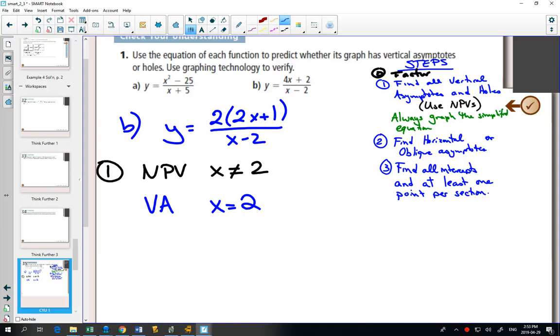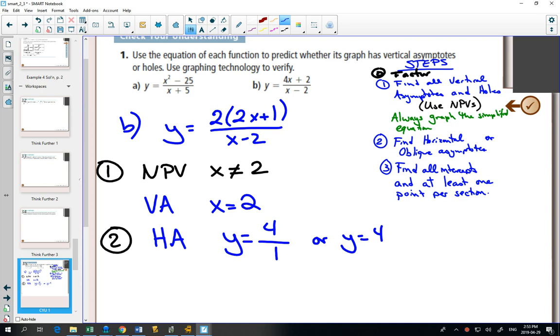Okay? Step 2. We need to determine whether we have horizontal asymptotes or oblique asymptotes. Look at our equation. Highest degree is an x. Notice that we have the same in the numerator as the denominator. So in this situation, we have a horizontal asymptote. So we can just write, I know there's going to be a horizontal asymptote, and the coefficients are 4 on the top, 1 on the bottom, which you could have just written as y equals 4. So we have a horizontal asymptote at y equals 4.